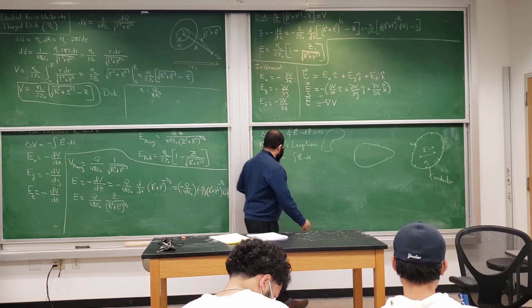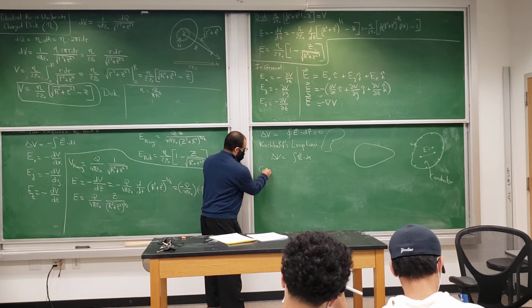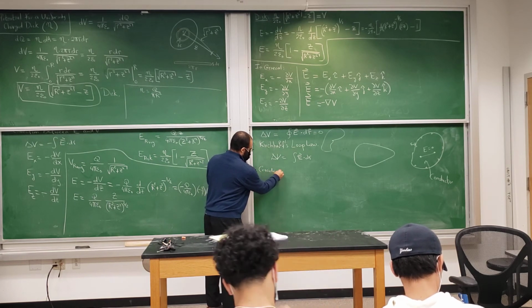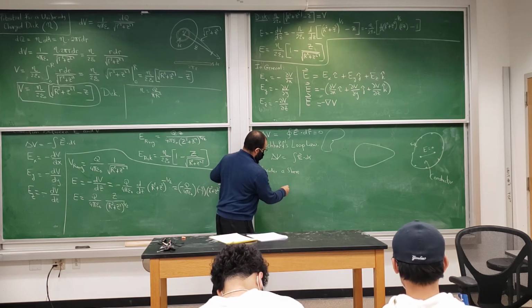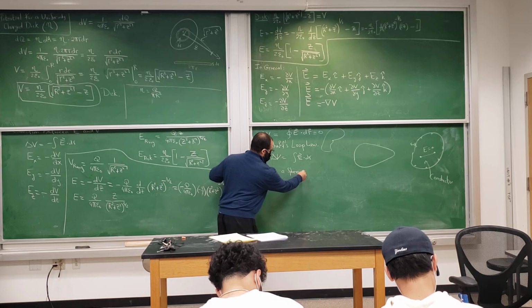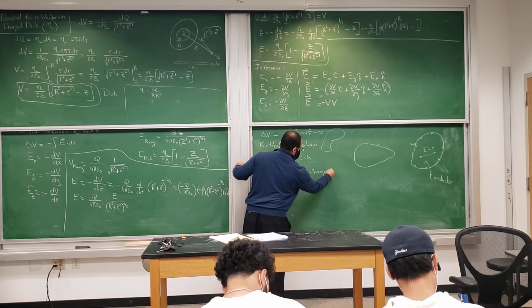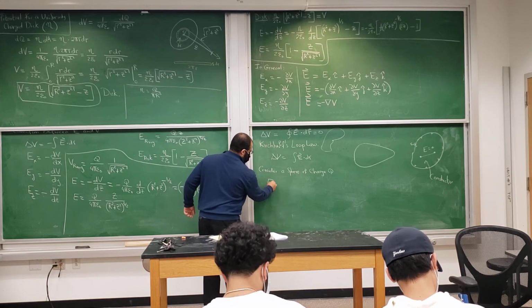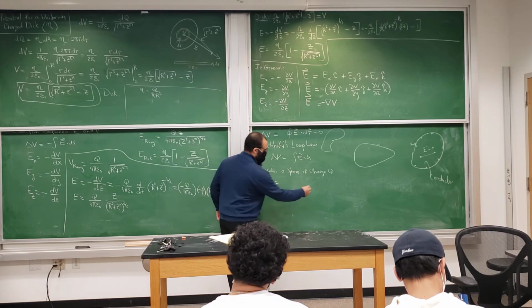And the reason is this: consider a sphere of charge Q. What's the electric field at the surface of the sphere? The sphere has radius r.